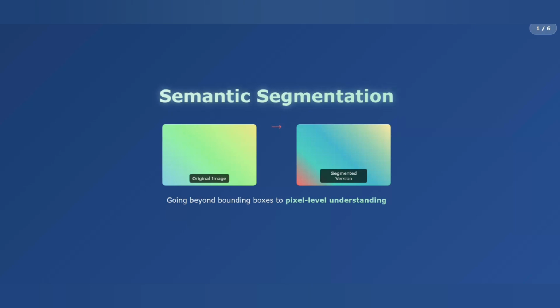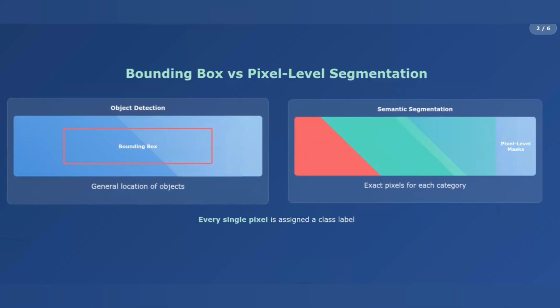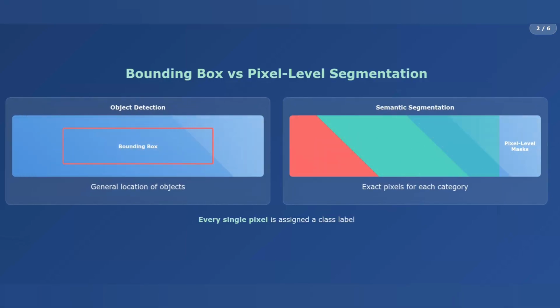We've learned about object detection, which draws bounding boxes around objects. But what if we need an even more precise understanding of an image? That's where semantic segmentation comes in. Semantic segmentation goes beyond bounding boxes. It's a pixel-level classification task, meaning every single pixel in an image is assigned a class label.